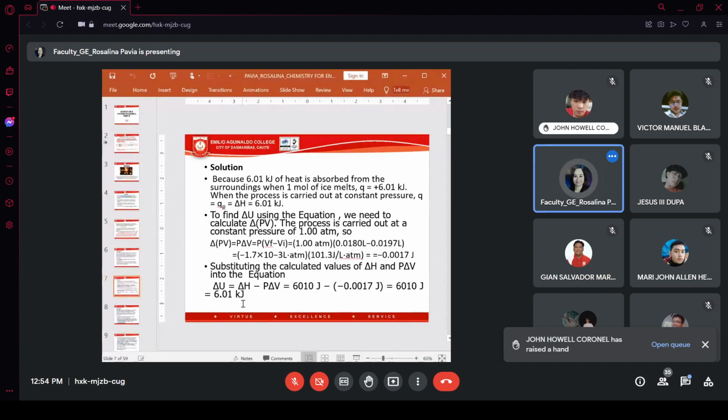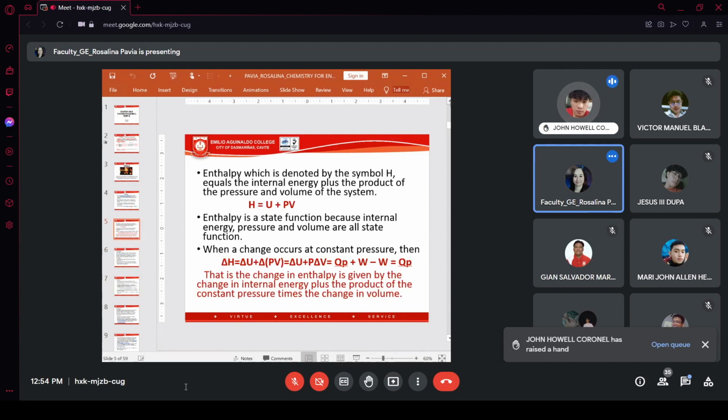Okay? Mr. Coronel, may tanong? Yes po, ma'am. Ma'am, confusion lang po sa formula po. Medyo, yung sa pag-change, ma'am, ng delta heat, yung delta U po ata yun. Nakadepende po ba sa problem if mag-change po yung mga delta po? Yes, pag given kapag may mga initial and final condition, that's the time that you are going to consider delta. Okay?